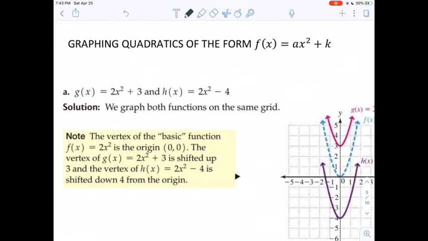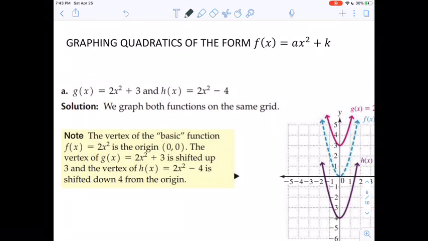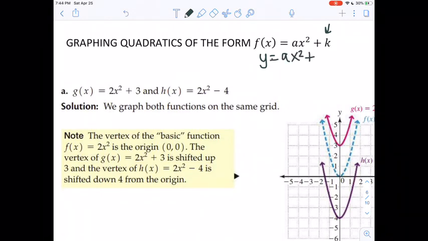Okay, now I'm going to start talking about when we're graphing parabolas and something's being added to our x squared. Again, remember this f of x is really just a y. We already established that a determines whether the U is going up or down, and it's determining the width. Now let's talk about what the k does.